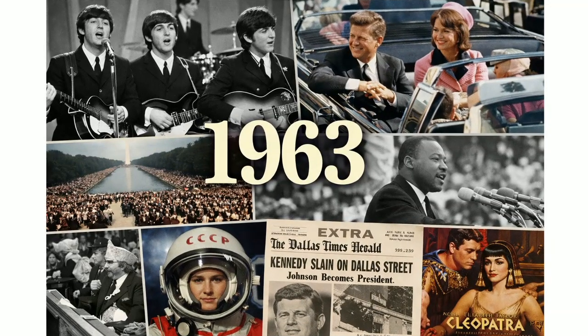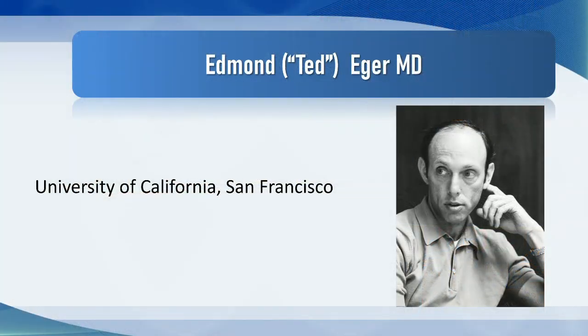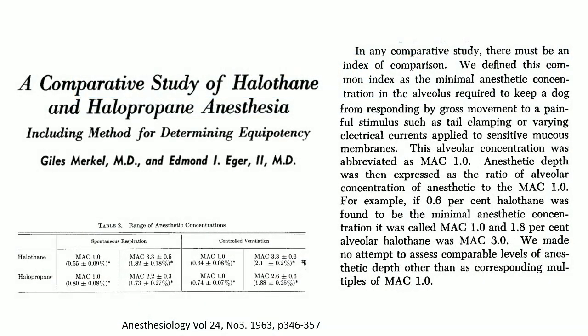So let's go back to 1963, and the hero, I suppose, of this story, the main character, was Ted Eger. He was 32 in 1963 and working at UCSF with a group of colleagues looking at anesthesia potency in dogs and humans, and the term that this group coined was MAC. This particular paper, published in Anesthesiology, was the first mention of the word MAC by Eger and his group.